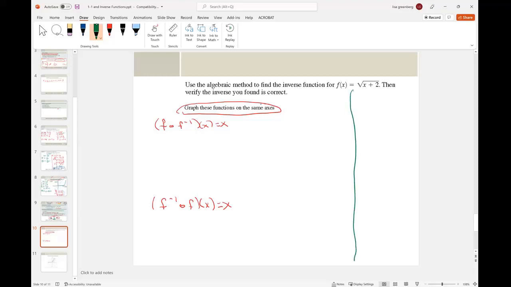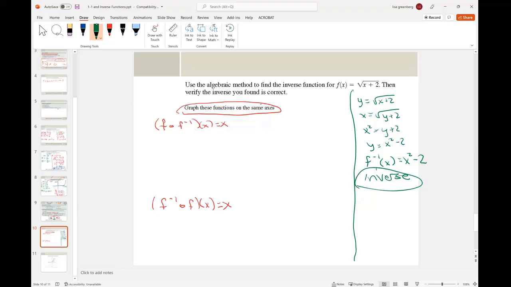I think we kind of have that down pretty well. So we change f of x to y. We exchange x and y. And then we solve for y. So I have y equals x squared minus 2, or my inverse function is equal to x squared minus 2. Okay, so now I'm saying this is my inverse. So algebraically I found it.